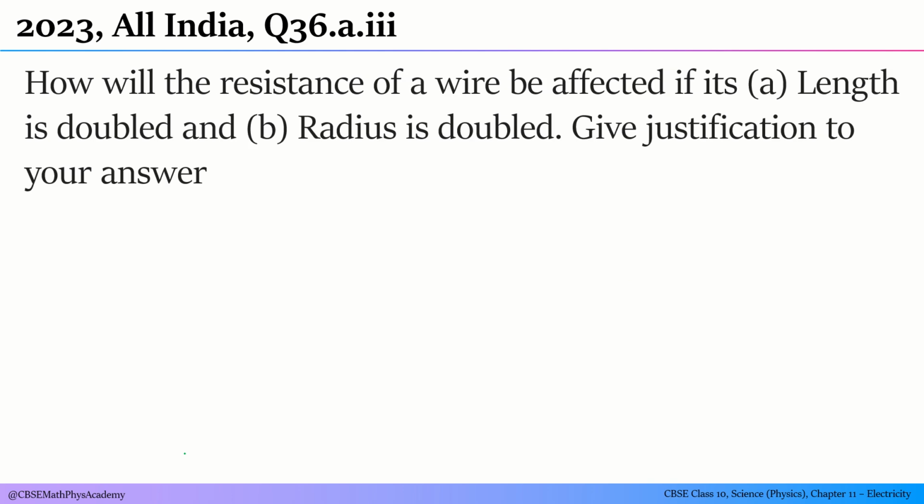So this is the second problem, which is similar. How will the resistance of a wire be affected if its length is doubled and radius is doubled? There are two different scenarios. Both are not related. They are asking you to justify your answer.